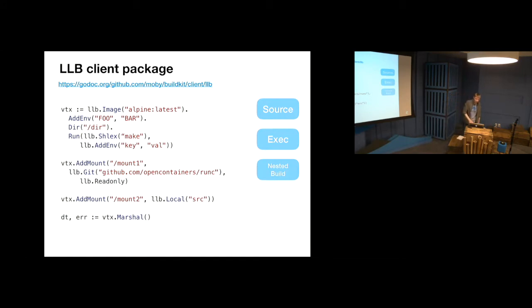And the first operation we support is this source operation. So this one you can use to get access to some remote data, for example, images, but you can also access Git repositories directly. You can use the local method to access your local files.